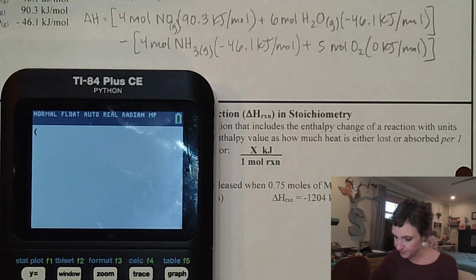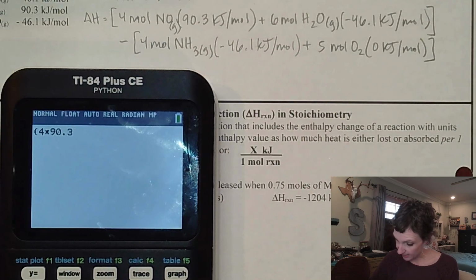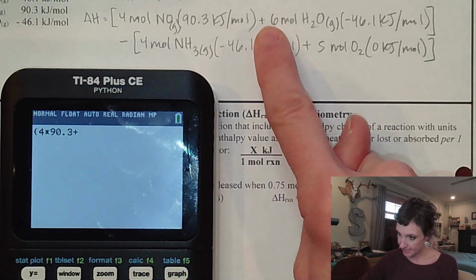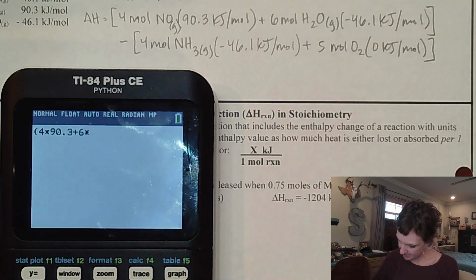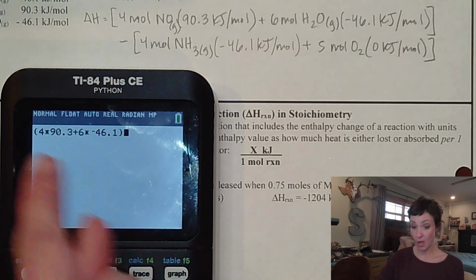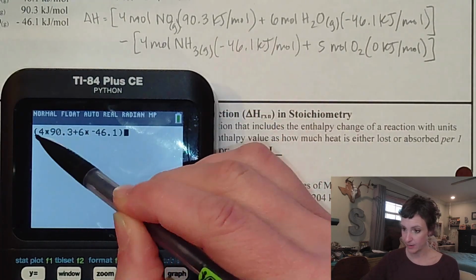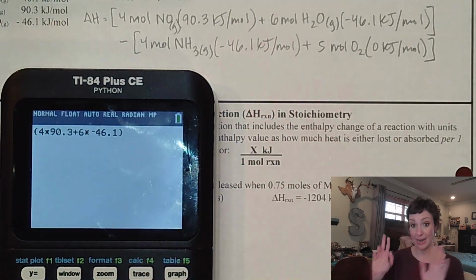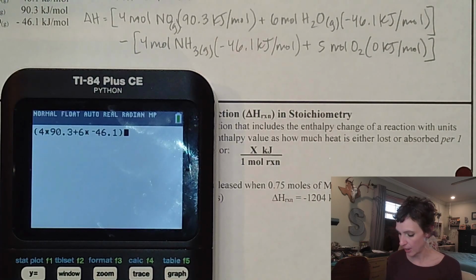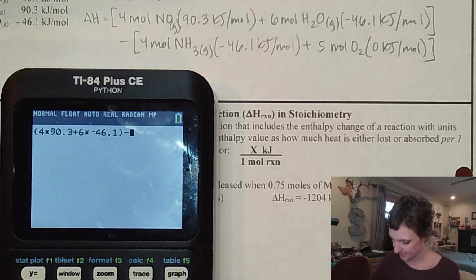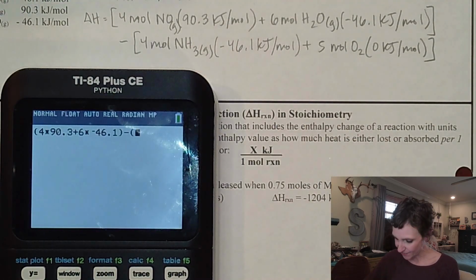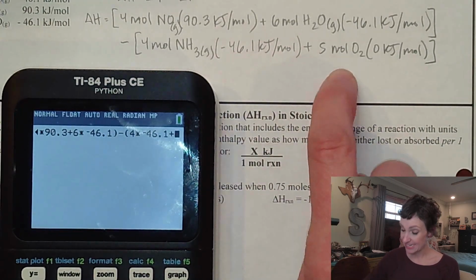So I go open. My first number is 4 times 90.3 plus 6 times negative 46.1. Close parentheses. So those are all my products, right? This is the first product and this is the second product, which I'm adding together. Your calculator does know order of operations. Minus, here's my reactants. I have an open parentheses. 4 times negative 46.1. And then my next reactant is the oxygen.